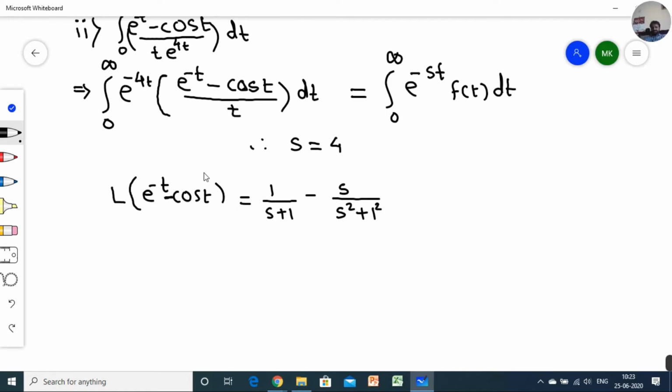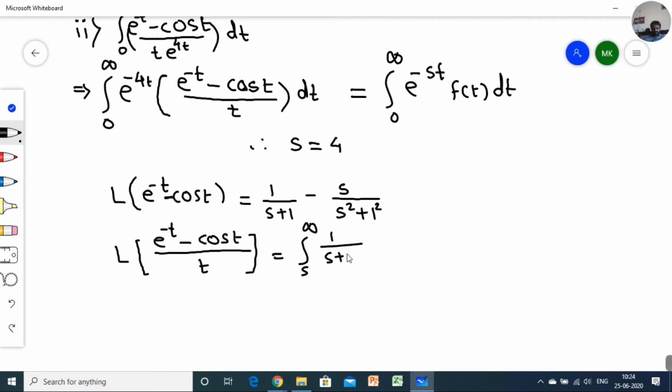Now the next one is the division by t rule. So we have to apply Laplace of e raised to minus t minus cos of t divided by t, that is t is given. So again we have to apply the integration rule or division by t rule, that is integral from s to infinity of 1 upon s plus 1 minus s upon s square plus 1 square into ds.